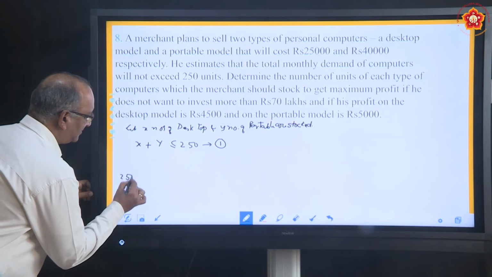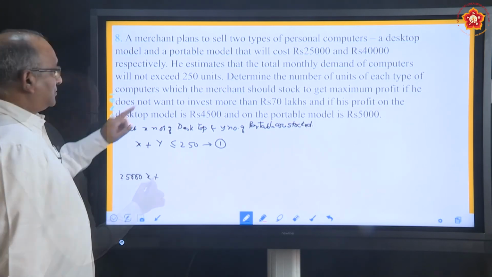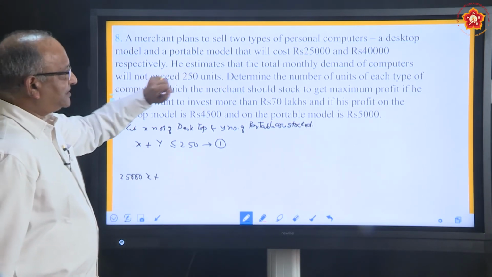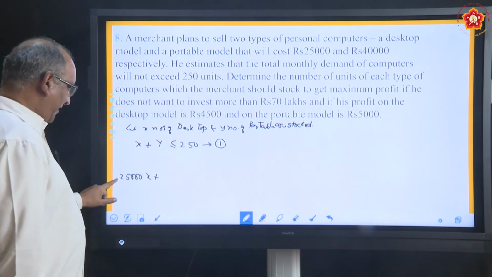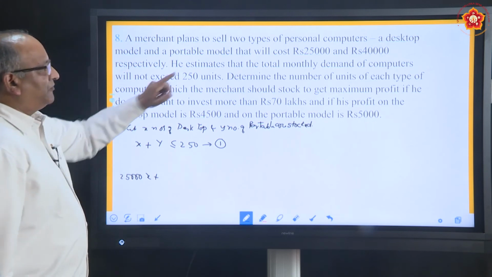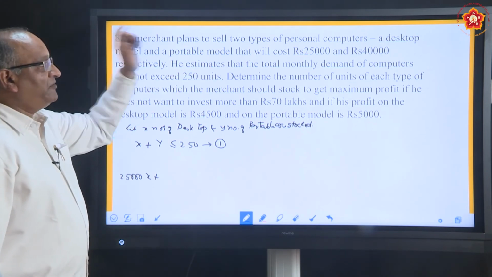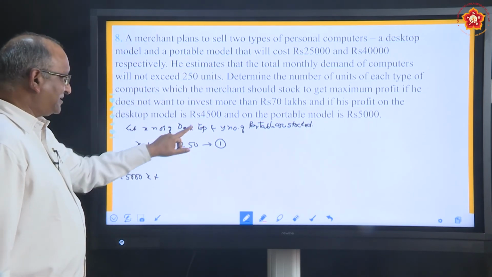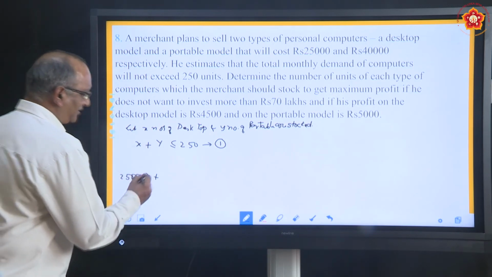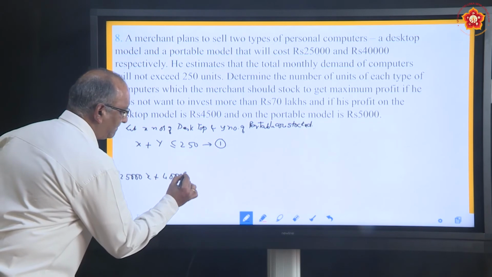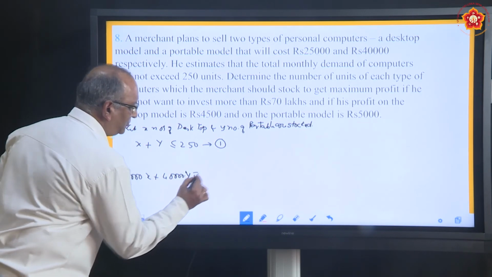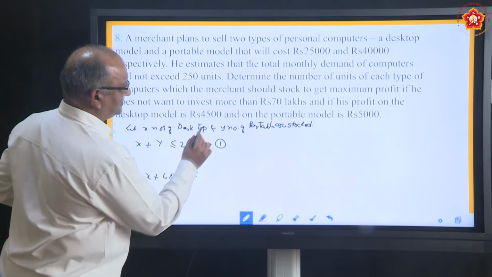The second one is 25,000 X. So what is the cost of desktop? 25,000 rupees. How many has he purchased? X. So 25,000 X. What is the cost of the portable one? 40,000. How many has he purchased? Y. So 25,000 X plus 40,000 Y equal to 70 lakhs.